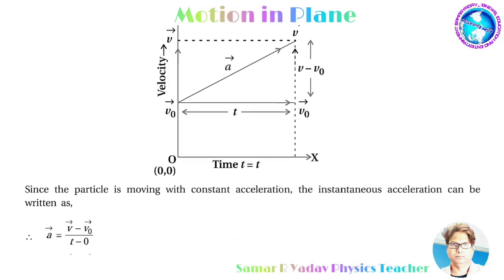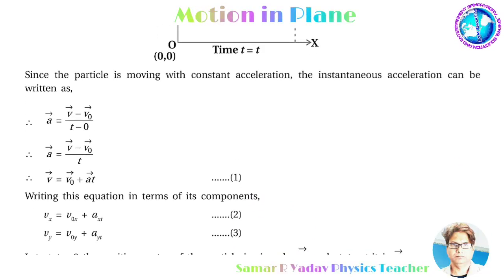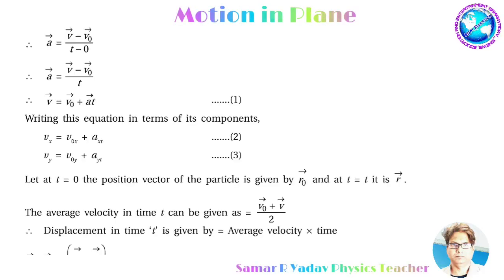since the particle is moving with constant acceleration, the instantaneous acceleration can be written as vector a is equal to vector v minus vector v0 upon t minus 0. Therefore vector a is equal to vector v minus vector v0 upon t. Therefore vector v is equal to vector v0 plus vector a t. Equation 1. Writing this equation in terms of its components, Vx is equal to V0x plus Axt, equation 2. Vy is equal to V0y plus Ayt.